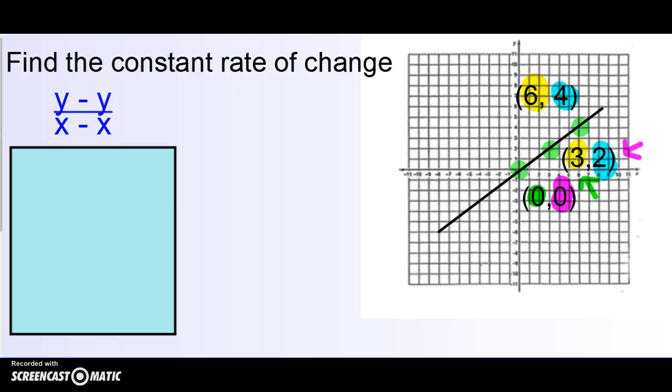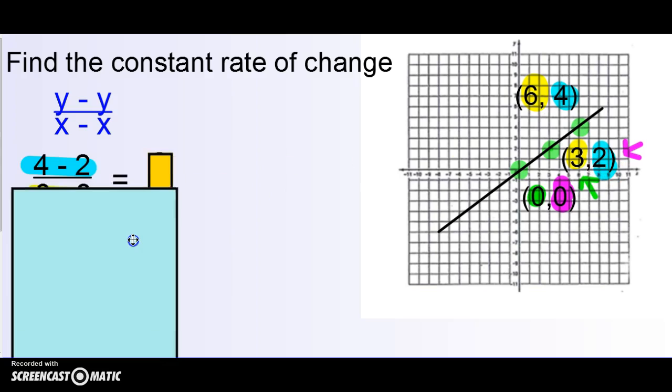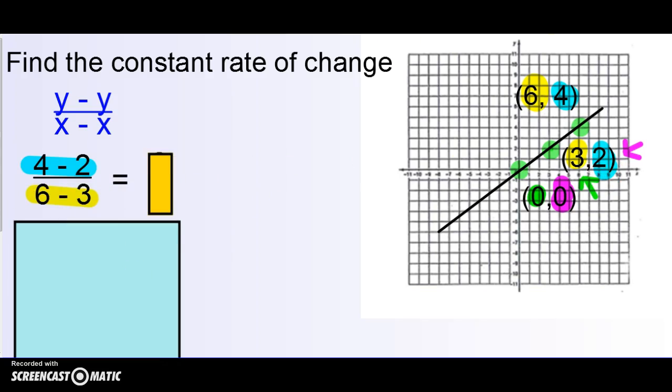All right, to find the constant rate of change on a graph, you would take the second y and subtract the first y. So for example, we start up above. The second y, 4 minus 2, is in the numerator. And 6 minus 3 is in the denominator. So that's a constant rate of change of 2 to 3.